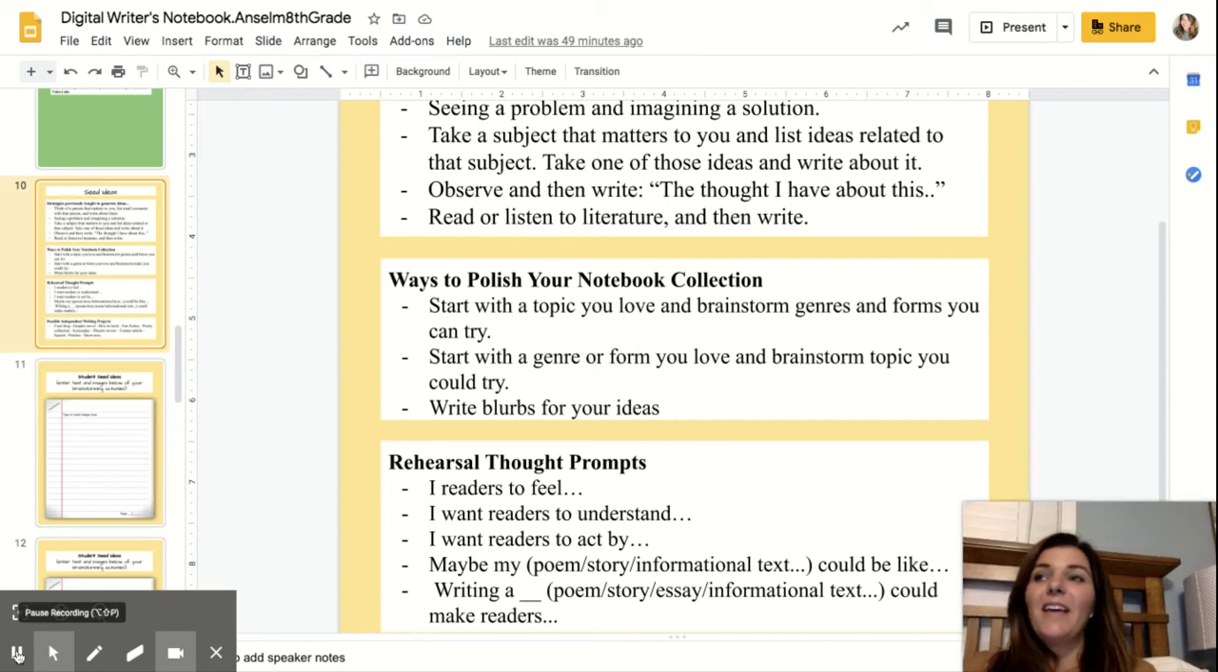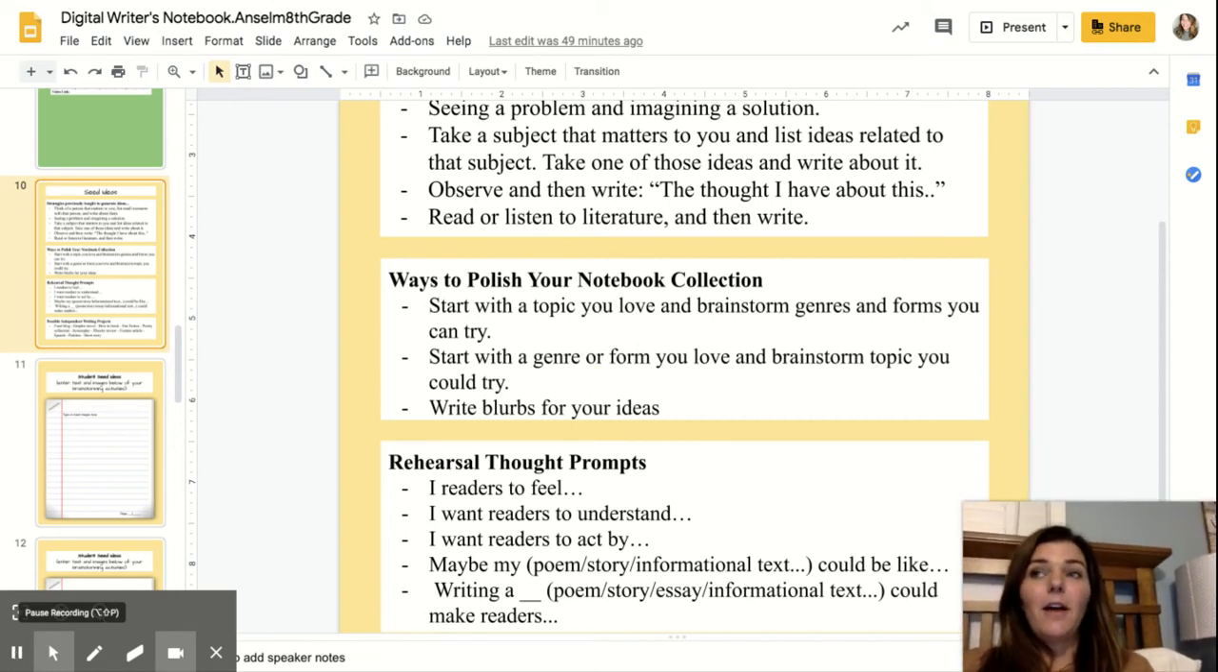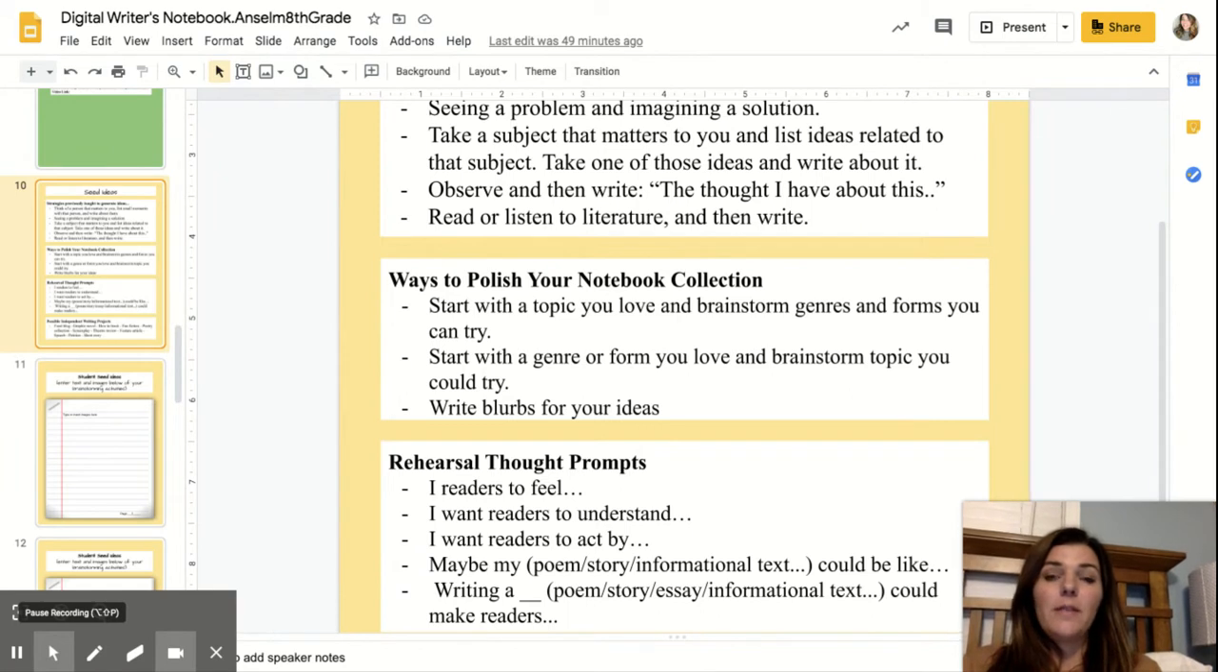Hi, guys. Today I'm going to teach you that writers collect and organize ideas in different ways. Last night or yesterday, I had you post on a discussion board some ideas you might have about an independent project. So hopefully you jotted down some ideas of topics you might want to write about or genres you might want to write for your independent project.